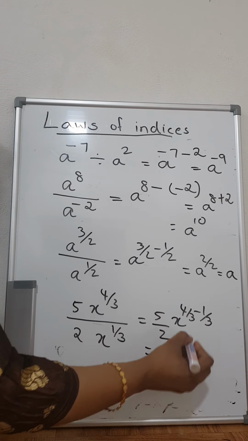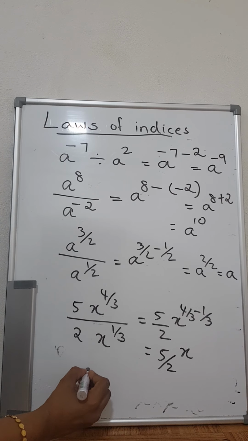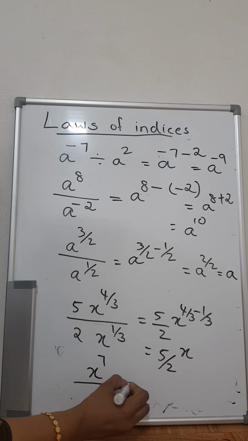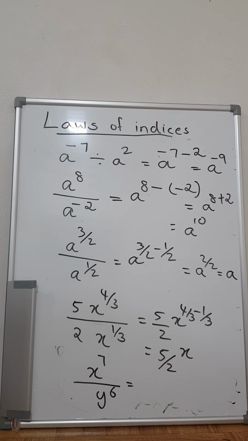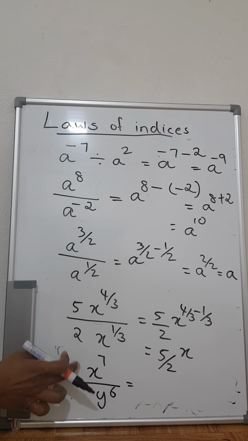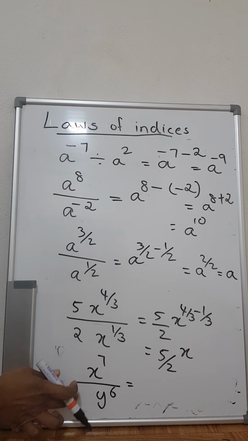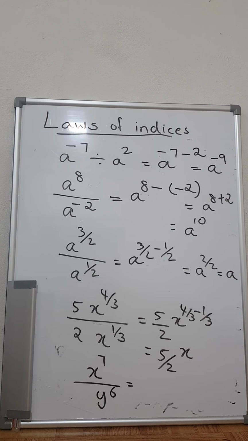Now we'll see one more. x to the power 7 divided by y to the power 6. This time you are going to give me the answer. Have you got the answer? Yes, definitely. You see the bases are different here, so we cannot use laws of indices here. So this is the most simplified form. We cannot further simplify it.